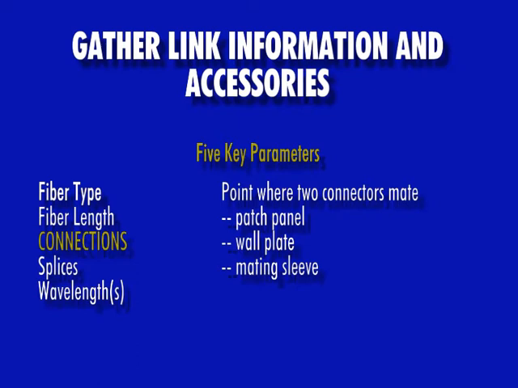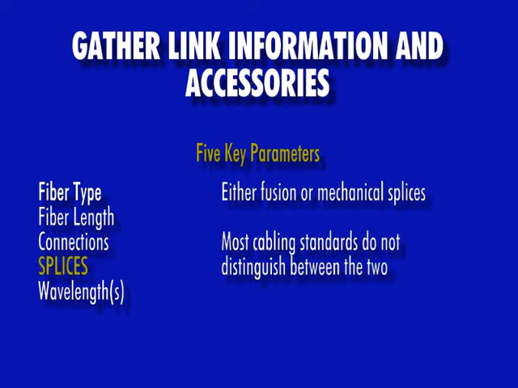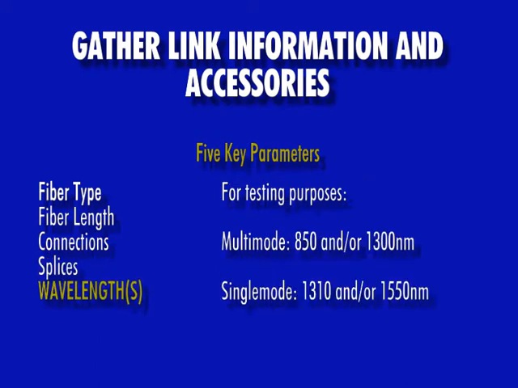A connection is the point where 2 fiber connectors mate together, such as in a patch panel, wall plate, or mating sleeve. Fourth is the number of splices, which can be either fusion or mechanical. For the purpose of calculating a link budget, most cabling standards do not distinguish between fusion and mechanical splices. Lastly, the user must determine what wavelengths they will test at. For multimode, this is 850 and/or 1300 nanometers, and for single mode, this is 1310 and/or 1550 nanometers.